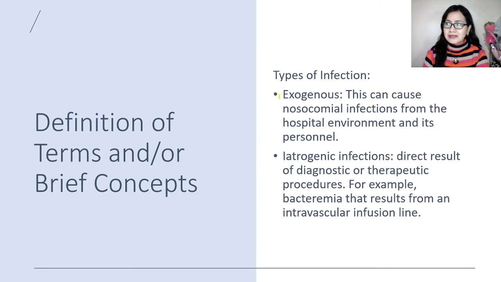Next type is the exogenous. Okay, so when we say exogenous, this can cause nosocomial infections from the hospital environment and its personnel. An iatrogenic infection is the direct result of diagnostic or therapeutic procedures. For example, bacteremia that results from an intravascular infusion line.